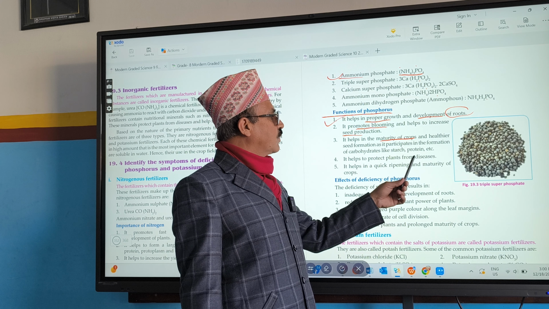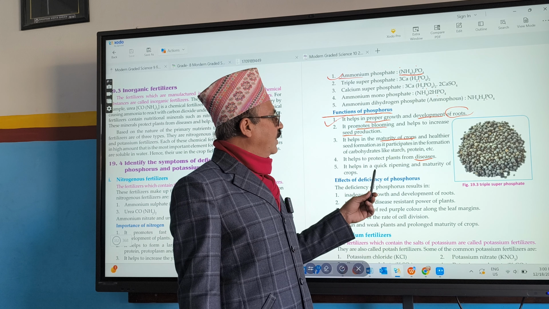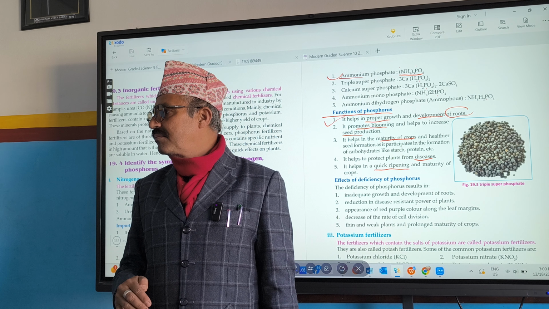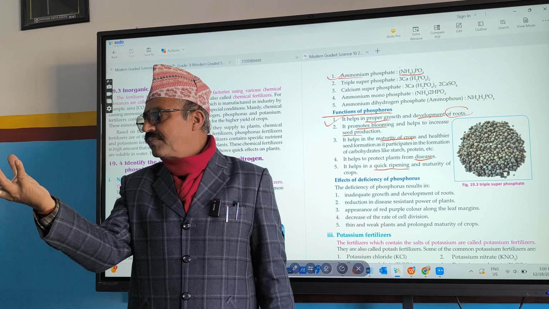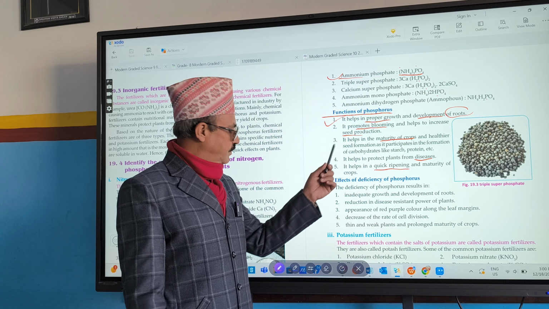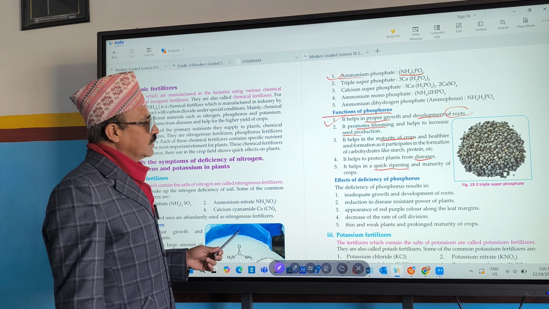It protects the plants from diseases. A quick ripening. Plants must ripen on time. Ripening means ripening of fruits. Yes or no? It is done. They have got one type of function. Nitrogen has got the next function.